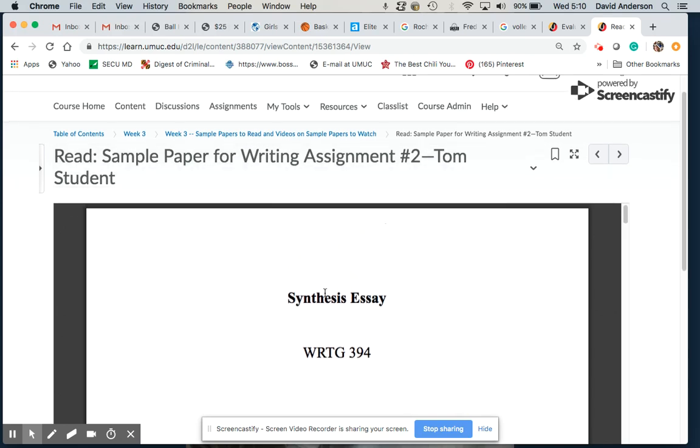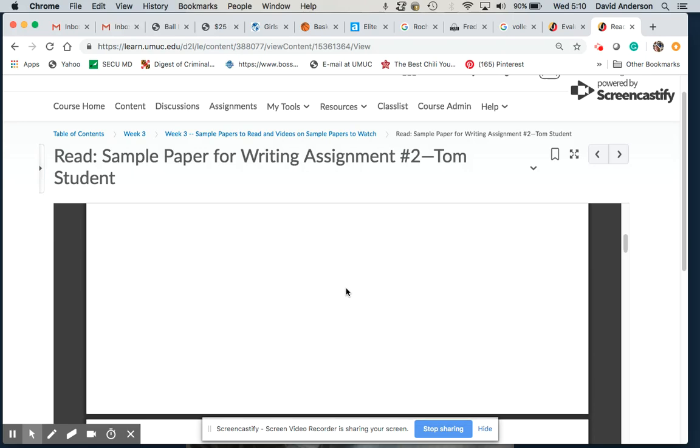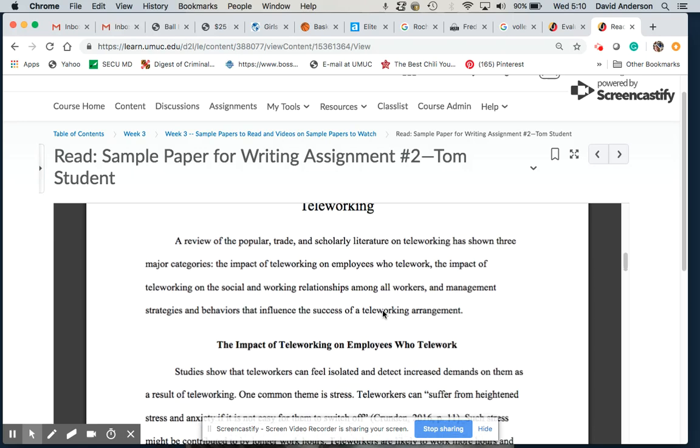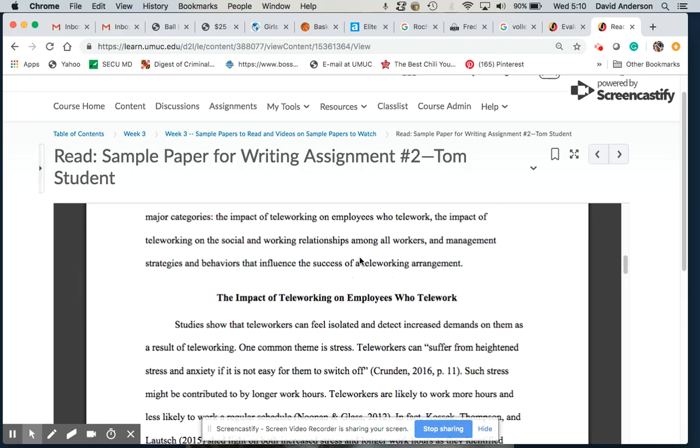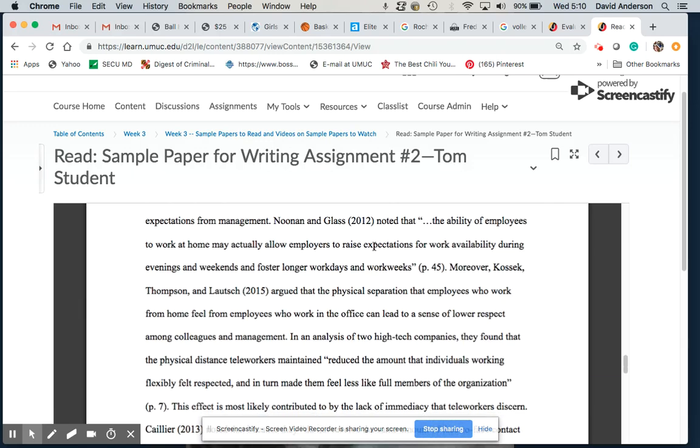And you'll see, using APA format, it requires a title page, which you'll put synthesis essay, or you can even write writing assignment number 2, or you can just write recycling in the workplace or introducing recycling in the workplace, the title of the course. And then at the bottom of this page would go your name. See how this has subtitles, or the topics are divided into these themes.